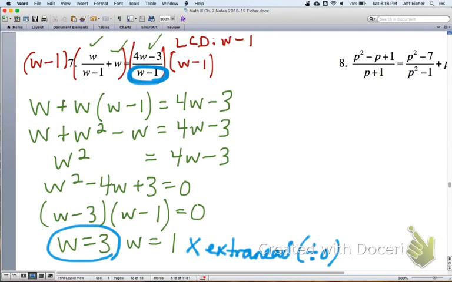Well done. I hope you helped your neighbor, or you received help from your neighbor. And I hope that you're understanding this concept. We have one more in this section, solving rational equations. And then we'll go on to rational inequalities.